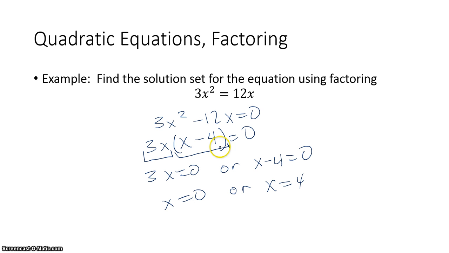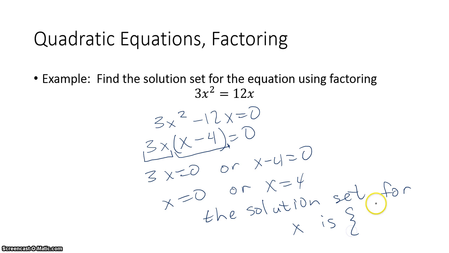I am again asked for the solution set for this equation. So what I want to say, in conclusion, is the solution set for x is, and again squiggly brackets indicating a set, 0, 4.